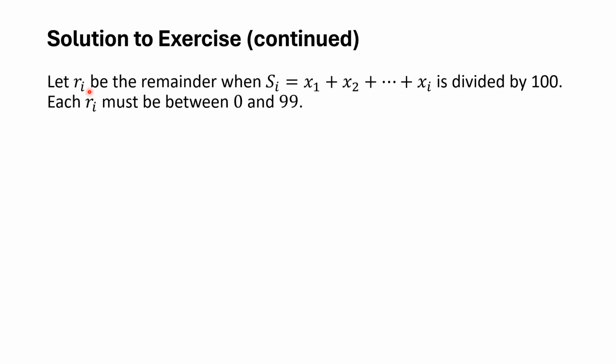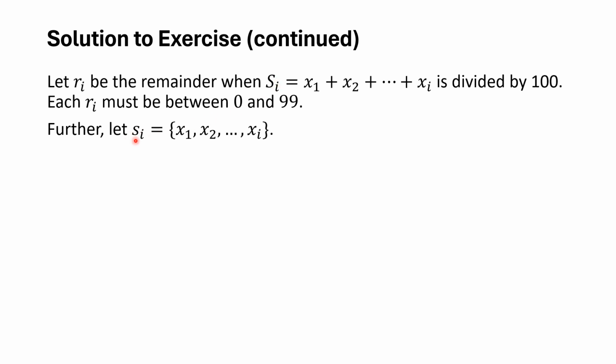So for the problem at hand, our r sub i must be between 0 and 99. So that gives us 100 possible remainders when we divide by 100 into one of these partial sums. Now keep in mind we have 100 numbers to start with, so there's 100 partial sums.